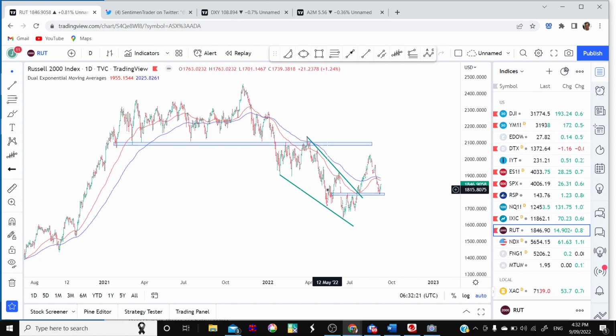It's also come back to some support. There's support here around 1,790 thereabouts, where the market's just rebounding from at the moment.